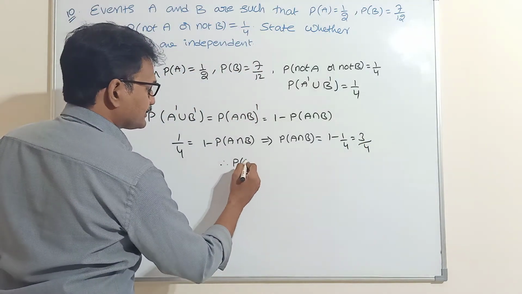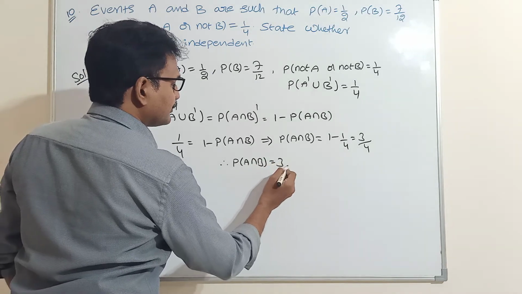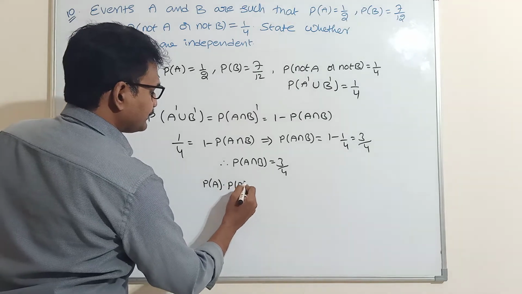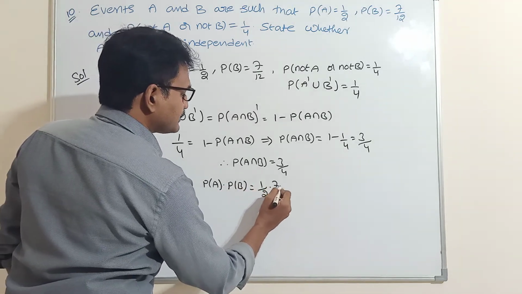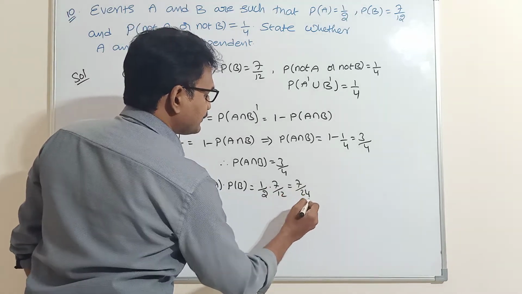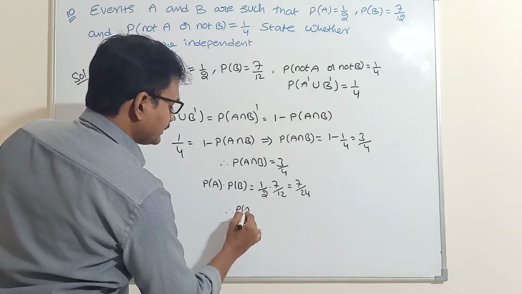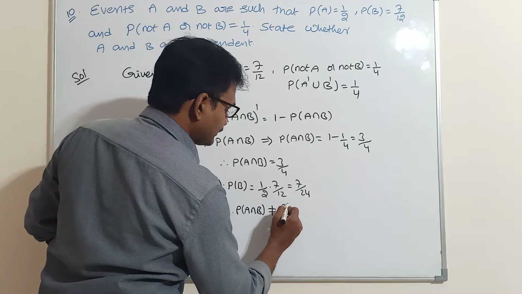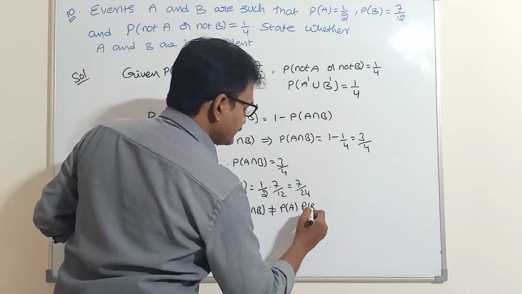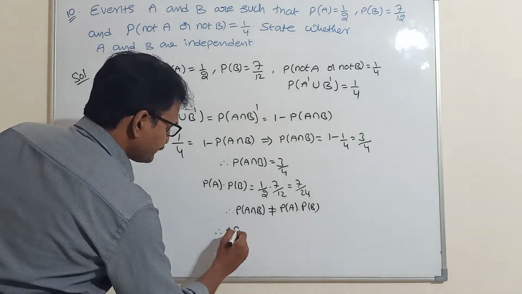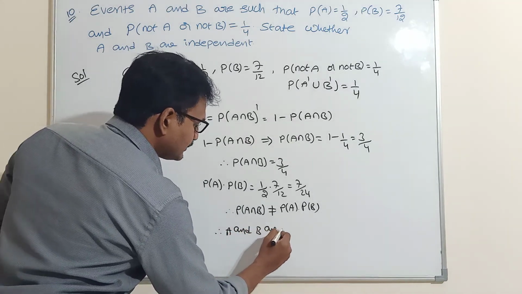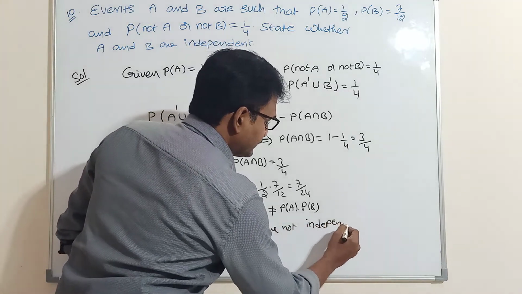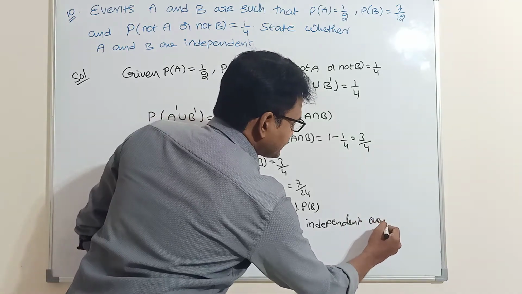Therefore, what is P of A intersection B? 3 by 4. Next, what is P of A into P of B? P of A into P of B is 1 by 2 into 7 by 12, which is 7 by 24. Therefore, P of A intersection B, this is 3 by 4, this is 7 by 24. Both are not equal. Not equal to P of A into P of B. Therefore, A and B are not independent events.